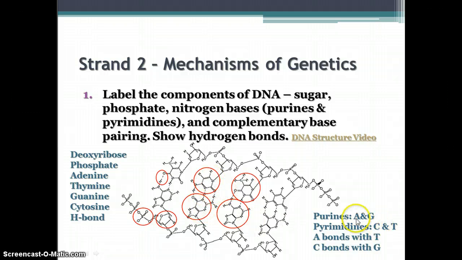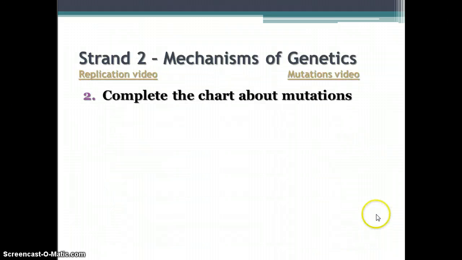The way to remember this, Ags are pure. Remember that? Ags are pure. It will help you remember that adenine and guanine are purines, and so the other 2 are pyrimidines. Now, there's a video that I will post separately for you on Edmodo, so that you can watch that. That goes over the DNA structure again.